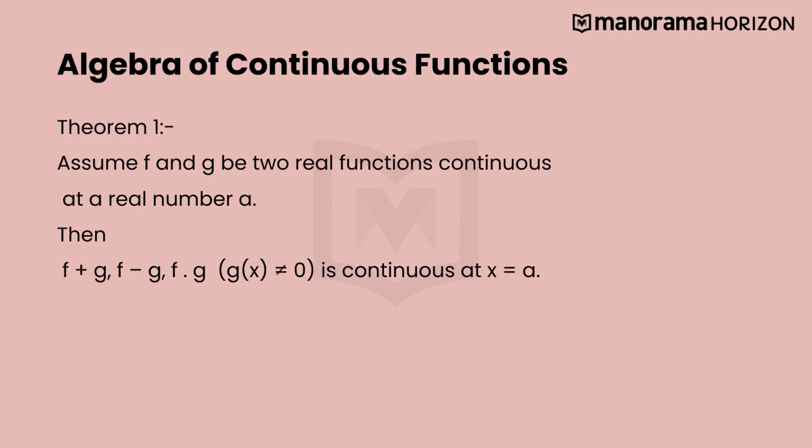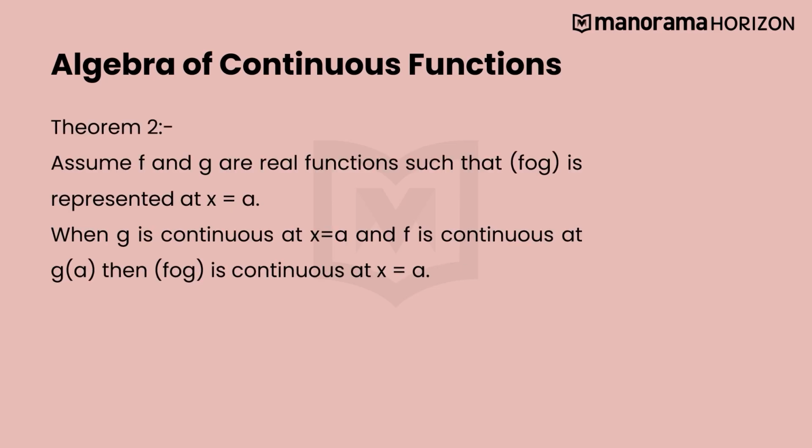Now, let's discuss theorem number 2. Assume f and g are real functions such that f of g is defined at x is equal to a. When g is continuous at x is equal to a and f is continuous at g of a, then the composite function f of g is continuous at x is equal to a.